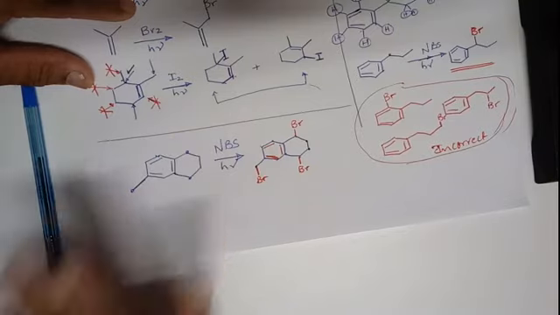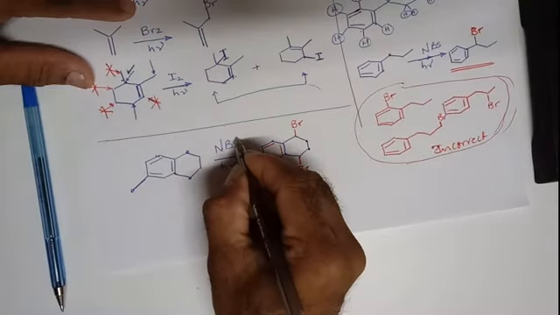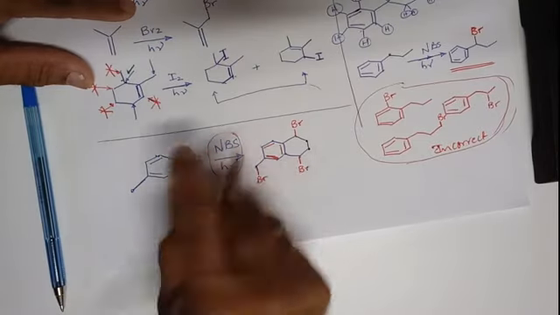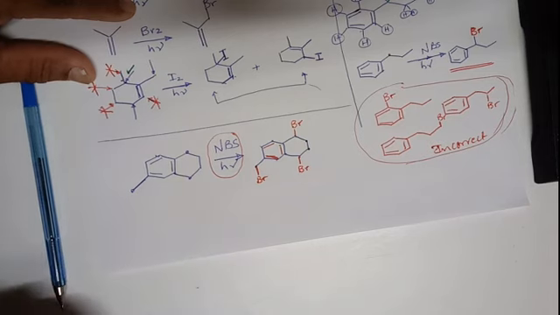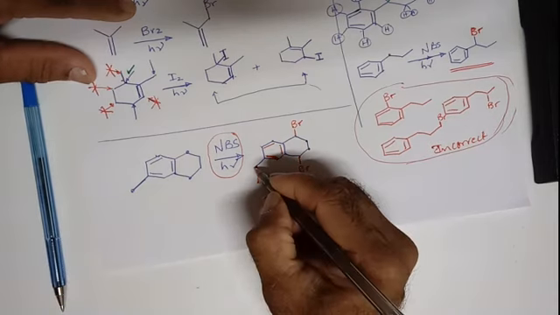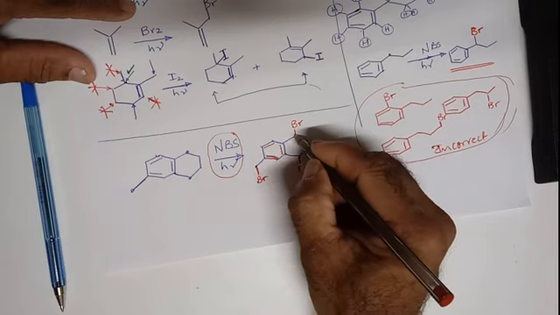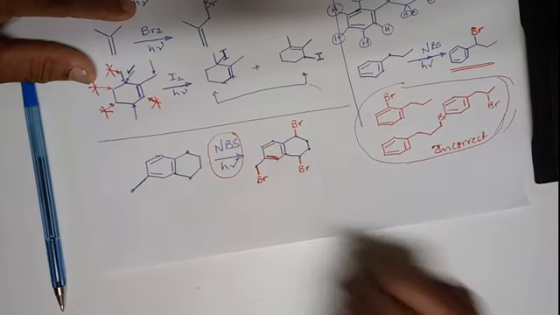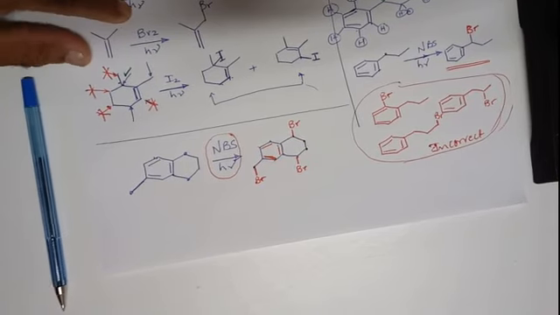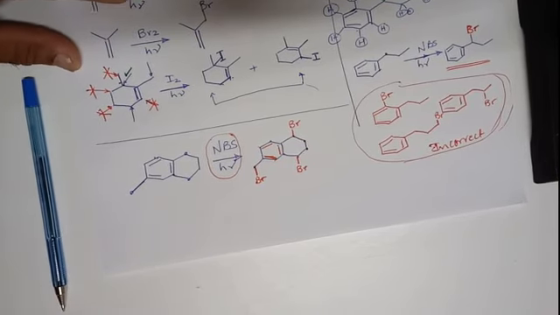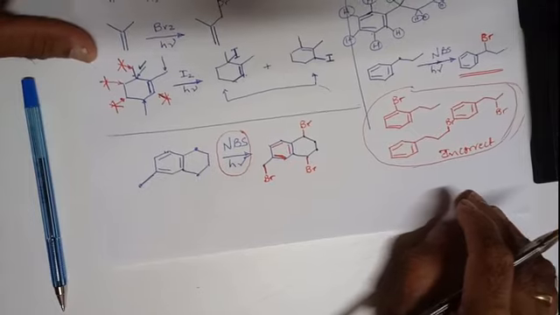Since I did not say how many NBS are added, you can use any of them. If I specified monobromination, then you can avoid adding bromine here, and you can add here or here, because both of them are secondary. Okay? Otherwise, it is a buffet. You can use any one of them. Alright? So this conversation is finished.